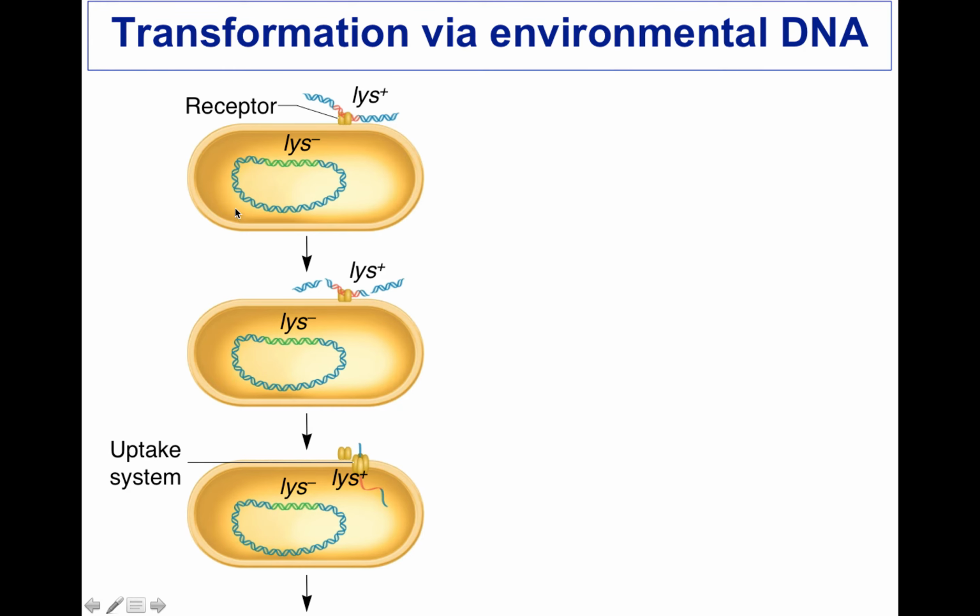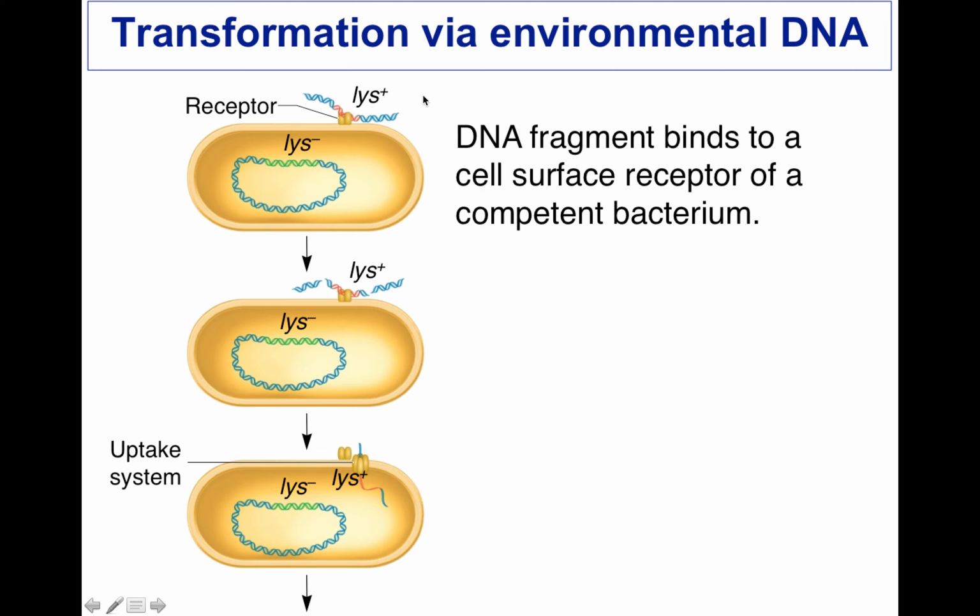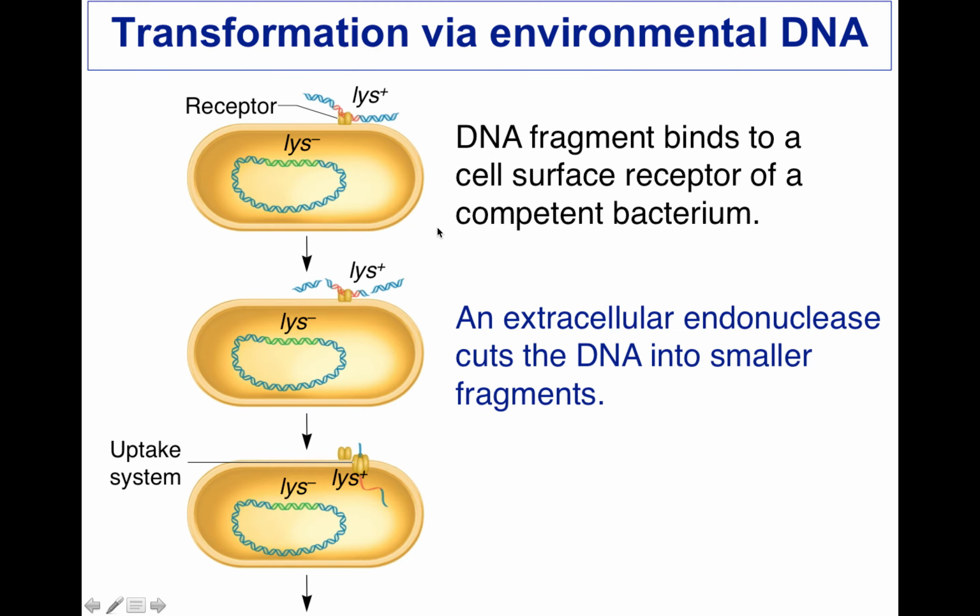So here we have a cell that is Lys minus, and it has found some DNA that is in the environment. That DNA happens to be Lys plus. The first thing that happens is that the DNA fragment binds to a cell surface receptor of a competent bacterium. Then an extracellular endonuclease cuts the DNA into smaller fragments. So it's an endonuclease that's on the outside of the cell, cuts the DNA into small enough pieces.